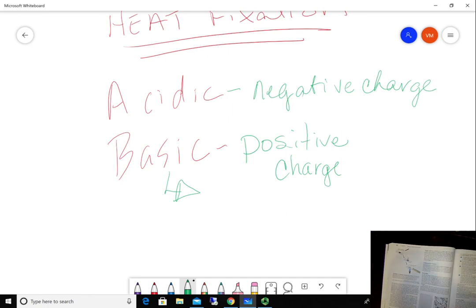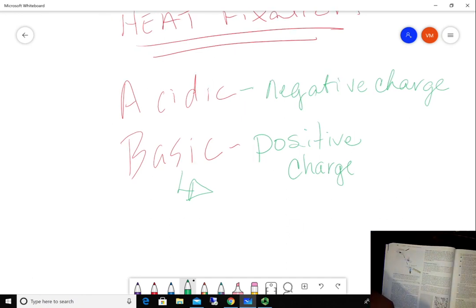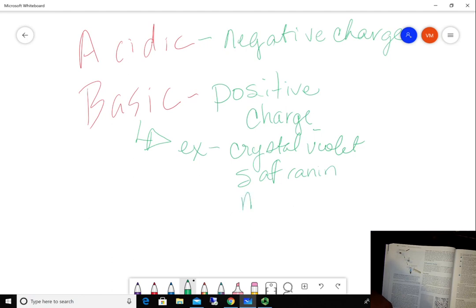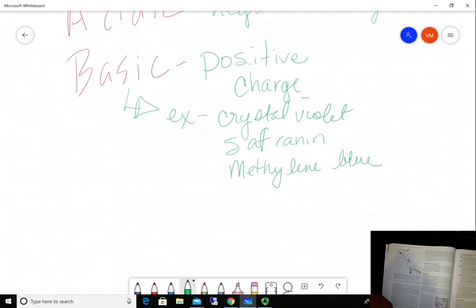Basic dyes, all right, they are positive. Examples of a basic dye would be crystal violet, safranin. We'll work with that one this semester. Some more that you used the other day. You may have used methylene blue, malachite green, even iodine would be classified underneath here.